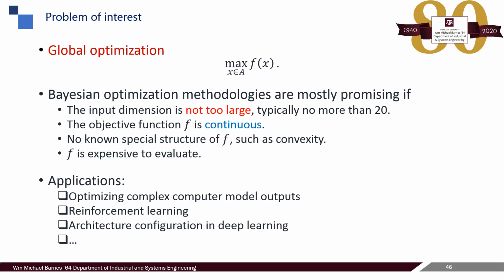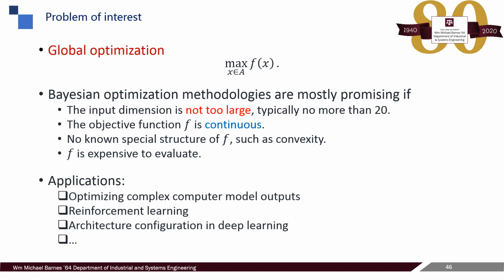And Bayesian optimization is commonly promising under conditions pretty similar to what I said for when it's promising to use GPs, because this Bayesian optimization method itself relies on a Gaussian process. First, the input dimension is not too large, typically no more than 20. You cannot consider a really high dimensional global optimization problem.